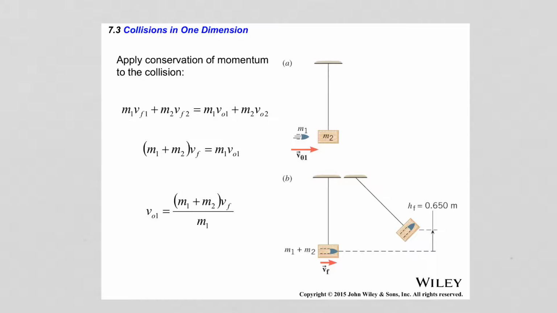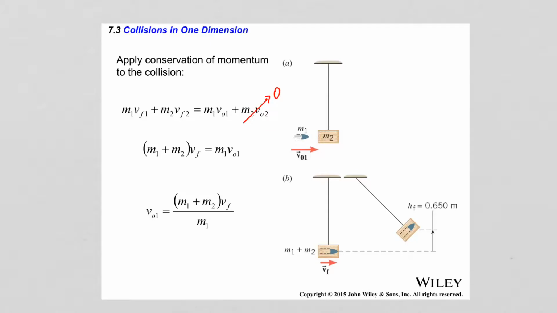The initial momentum is the sum of the initial momentum of the bullet and the initial momentum of the block. The final momentum of the system is the final momentum of the bullet plus the final momentum of the block. However, for the initial momentum of the system, we know that the bullet is moving with some velocity and the block is stationary. So therefore, the second term in this sum is equal to 0. That is the initial momentum of the block.